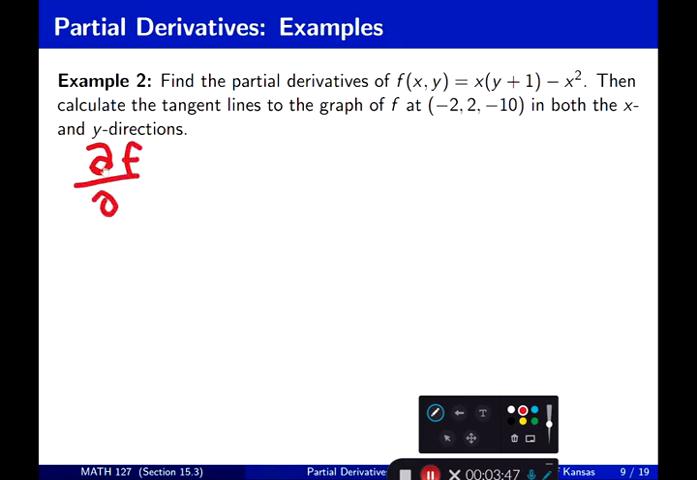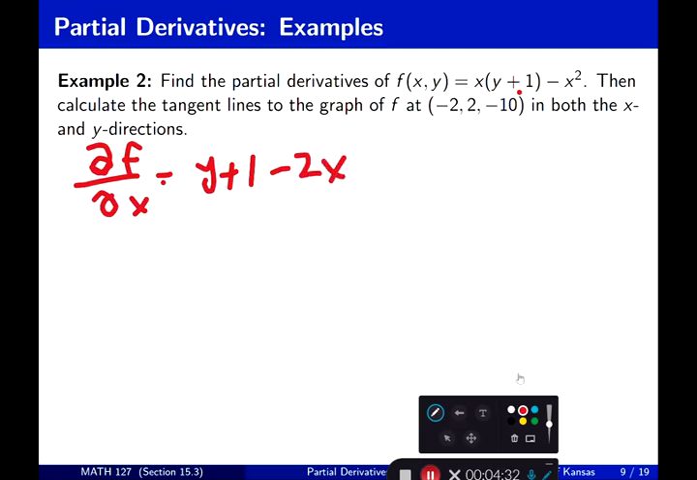When we're finding the partial with respect to x, remember we're considering y to be constant. That means y plus 1 is a constant. Let's say y is equal to 2, and so 2 plus 1 is equal to 3. Therefore y plus 1 is going to be a constant. So taking the derivative of this entire thing leaves you with y plus 1. Then the derivative of negative x squared is negative 2x.